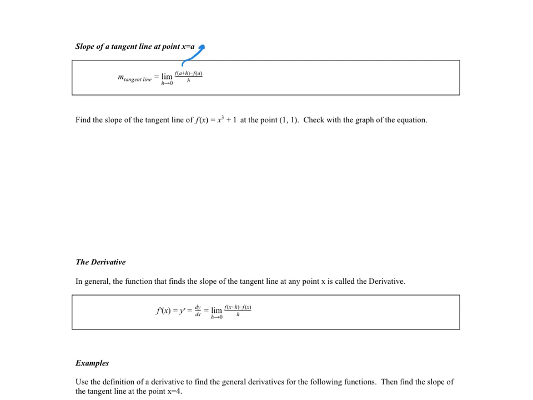f of A plus h is the y value at a slightly bigger point. So it's at A plus h. So you take the A value and you go a little bigger, like we did with 1 and then 1.01. And then this is just simply the y value at A. And h is that distance between the x's. So as that distance becomes smaller and smaller, basically going to 0, we can have this idea of a tangent line.